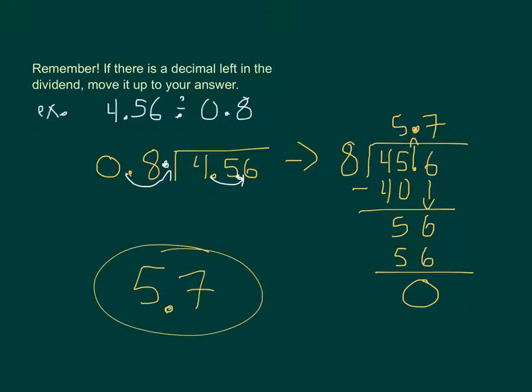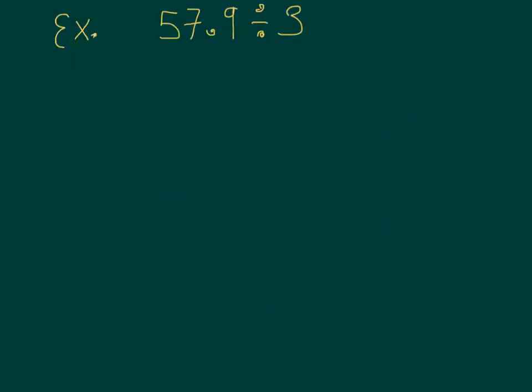So that's really important that at the end, if you've still got that decimal in the dividend, you need to move it up. And we have the answer of that. So let's look at one or two more examples and then we're done for today. So let's look at 57.9 divided by 3. So a whole number and a decimal. So if you want, you can pause it here and then just hit play when you've tried it out and see if it matches up what we've got.